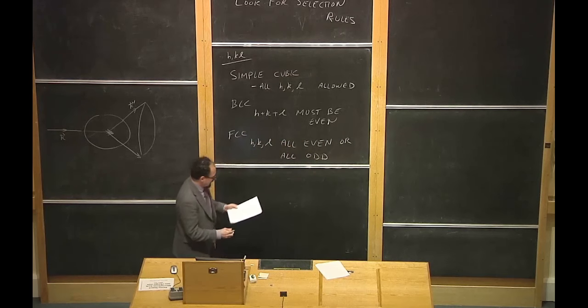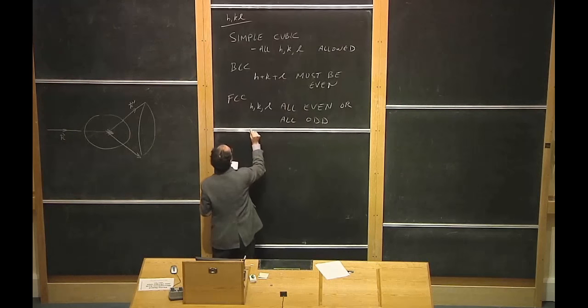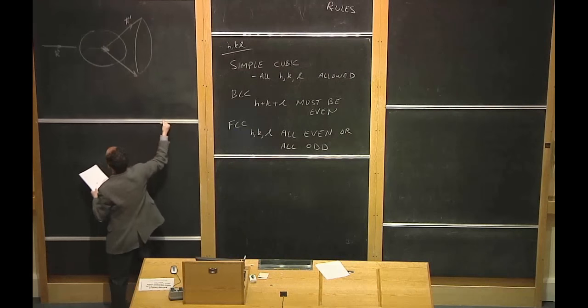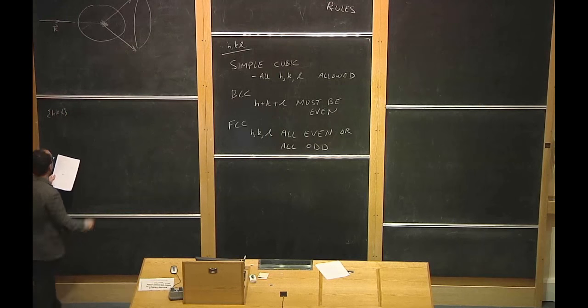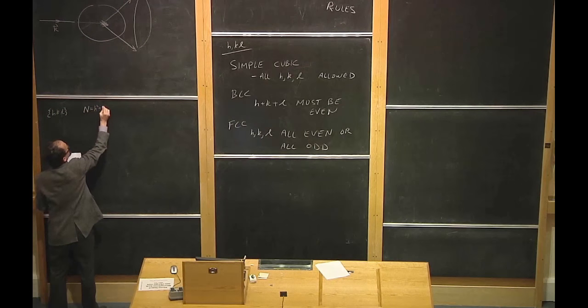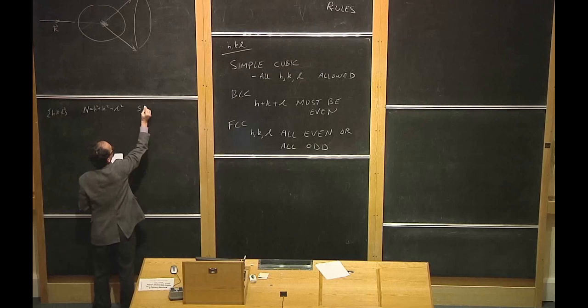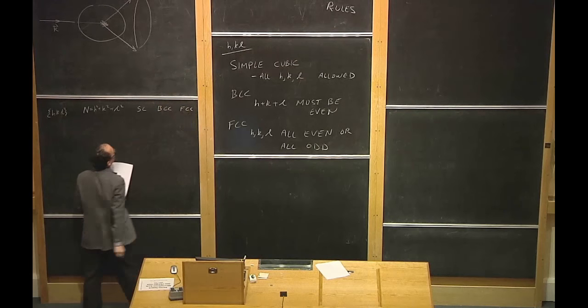So we can actually start making a table of the possibilities. Actually, maybe I'll put the table over here. So in the first column, we'll put h, k, and l. This is the possible families of lattice planes. We'll write the number n, which is h squared plus k squared plus l squared, and then we'll write simple cubic, BCC, and FCC, and ask whether they're allowed.